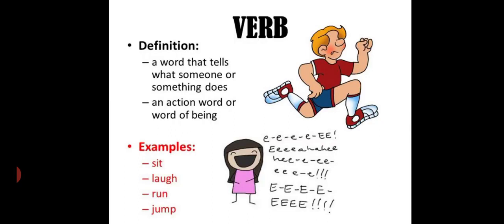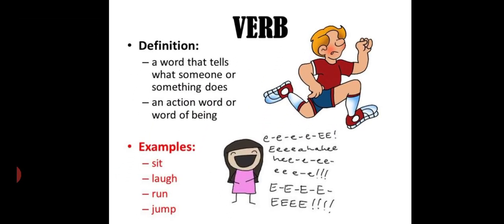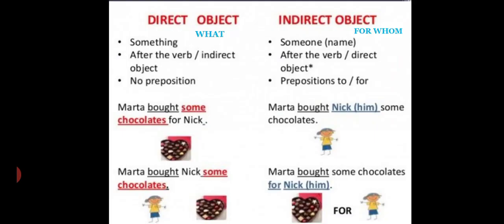Just to recapitulate, we have known what a verb is, that it tells us what someone or something does, an action or a word of being. Next, we have done the different types of verbs. We have done action verbs like painting, sneezed, dynamic and static verbs like buys. Statives are those which are in your mind, like prefers, requires, and linking verbs.